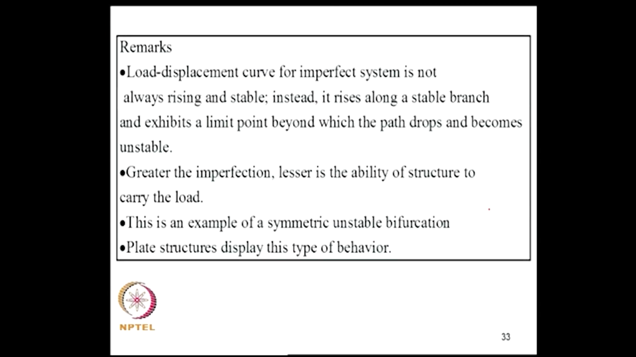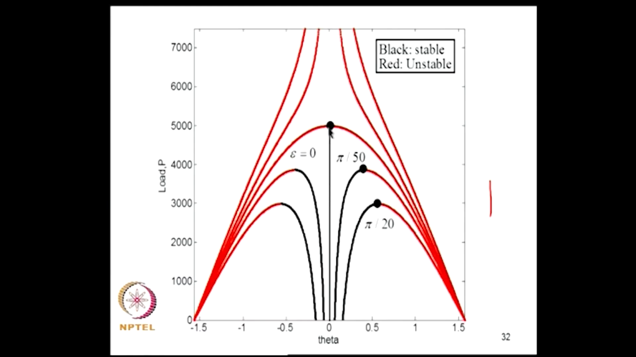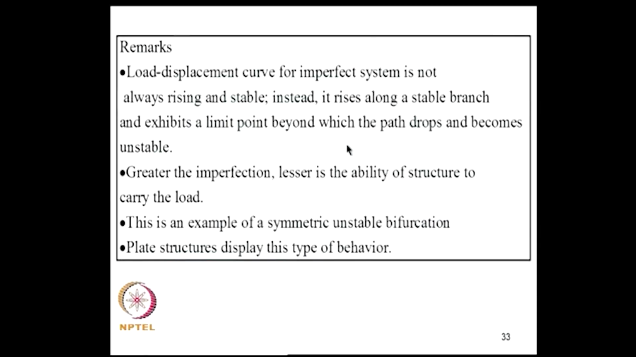So the observation here is that the load displacement curve for an imperfect system is not always stable. Instead it rises along a stable branch and exhibits a limit point beyond which the path drops and becomes unstable. Greater the imperfection, lesser is the ability of the structure to carry the load. This is an example of a symmetric unstable bifurcation. The bifurcation is symmetric, the two paths that emerge after bifurcation are symmetric with respect to this line, and a stable path becomes two unstable paths. So it is a symmetric unstable bifurcation.